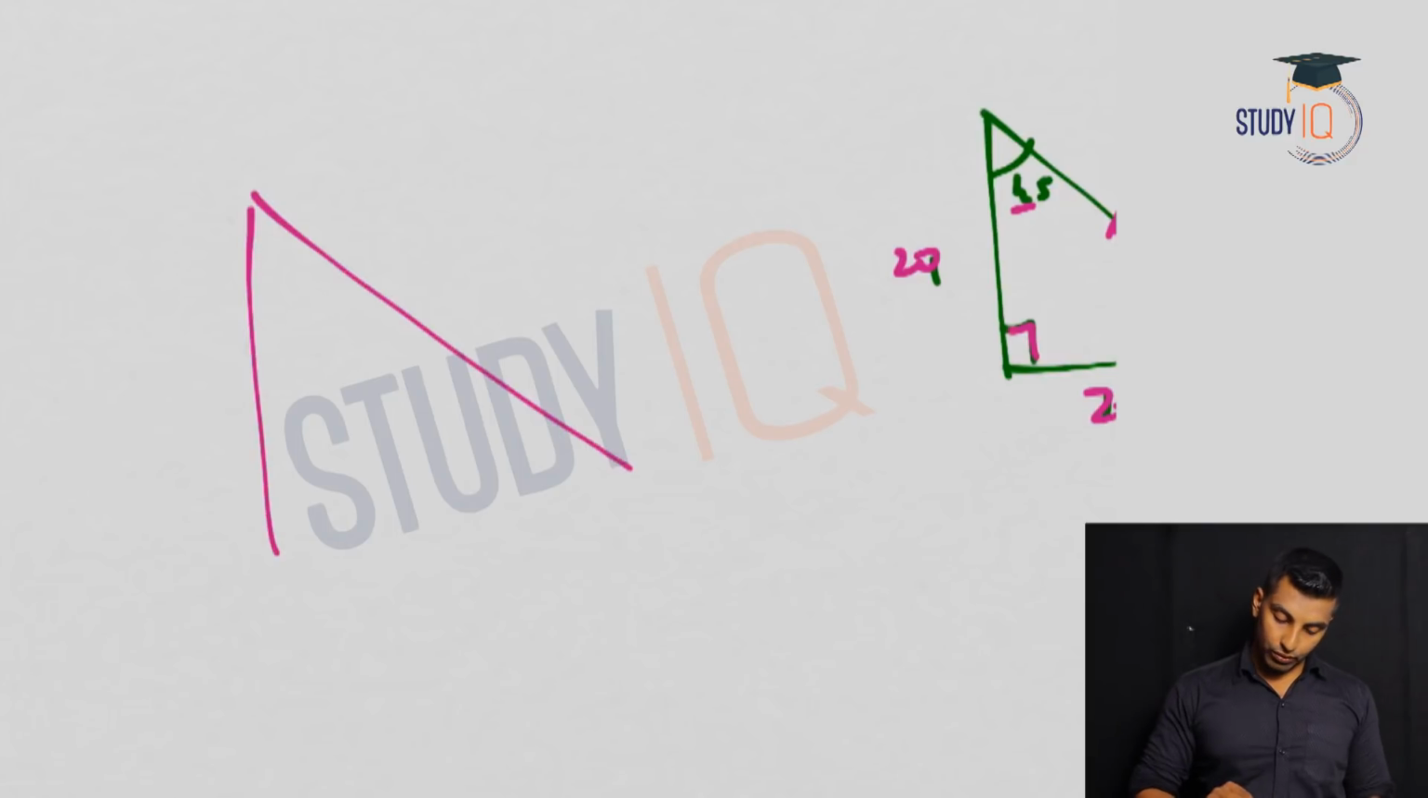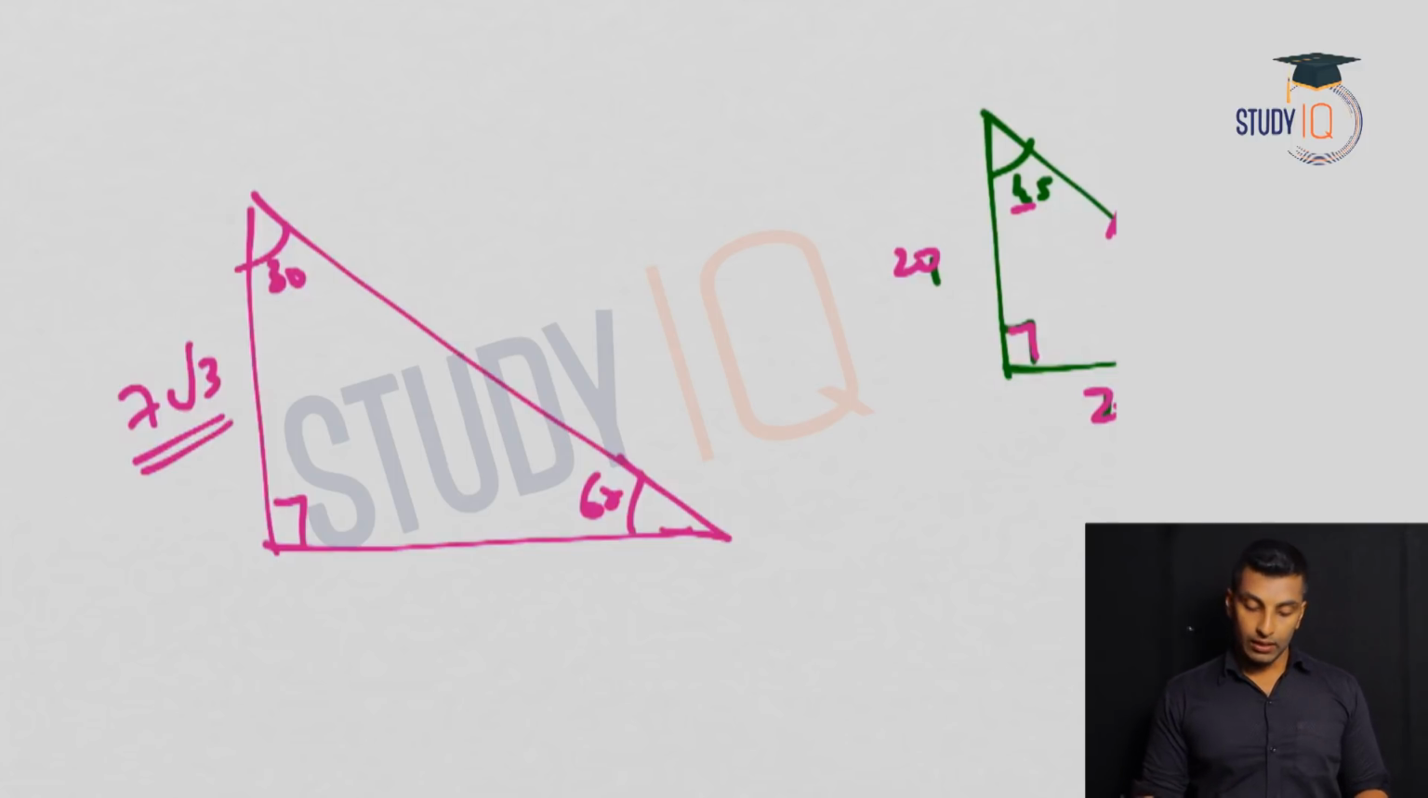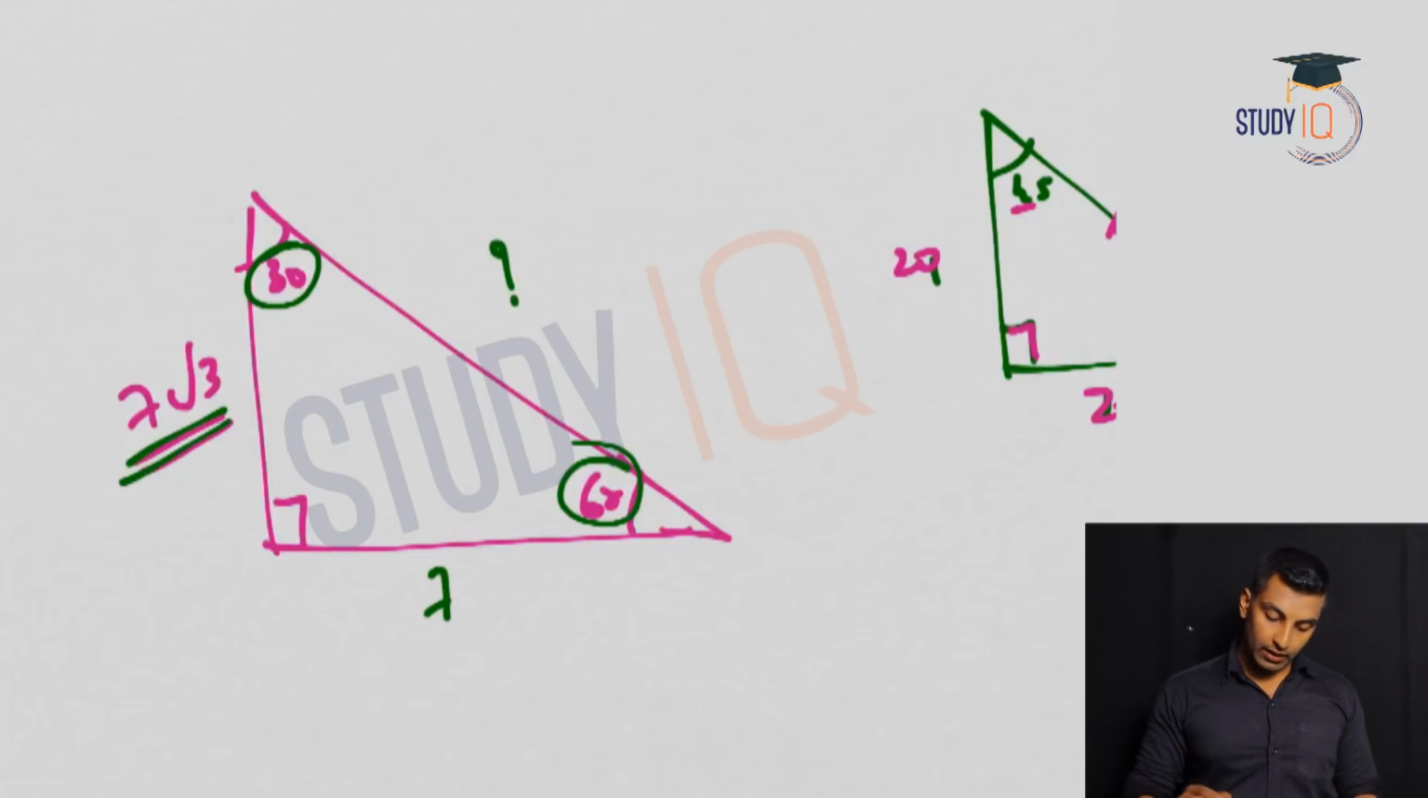See, let me give you a question like this. Okay, so this is 30, this is 60 and this is 90. So I'm giving you 7 root 3. Okay, so opposite of 60 I have given you 7 root 3. So I am asking you to find out this height. So see, we already know the ratio 60, 30. So if this is 7 root 3, we know this will be 7 and we know this will be 14.